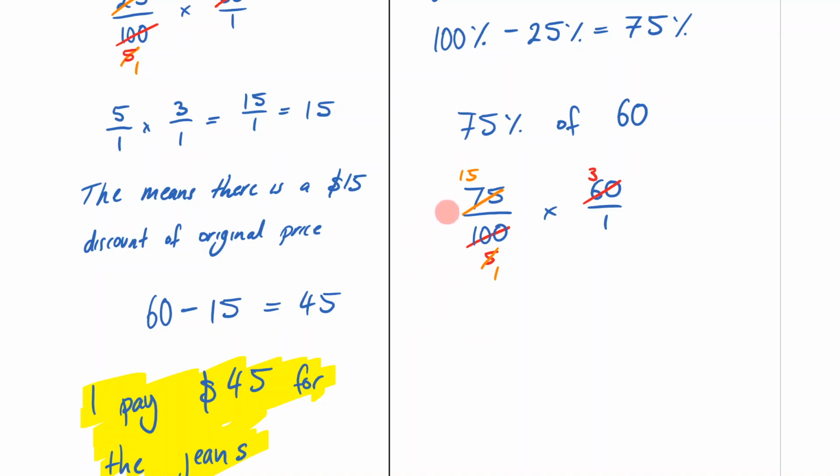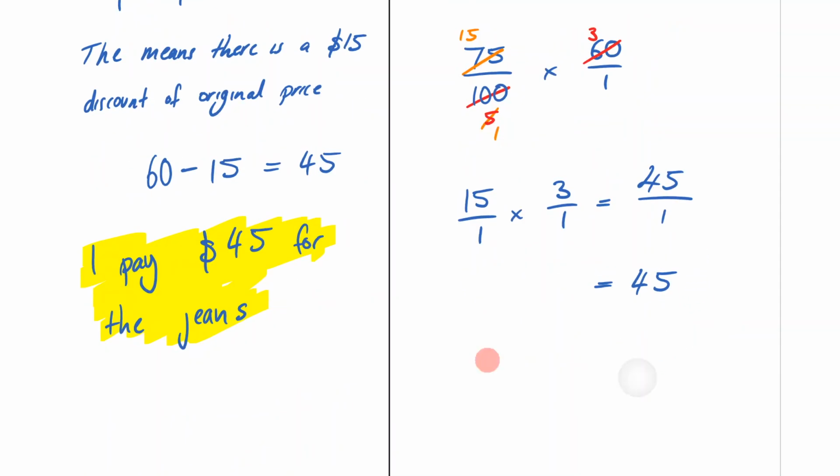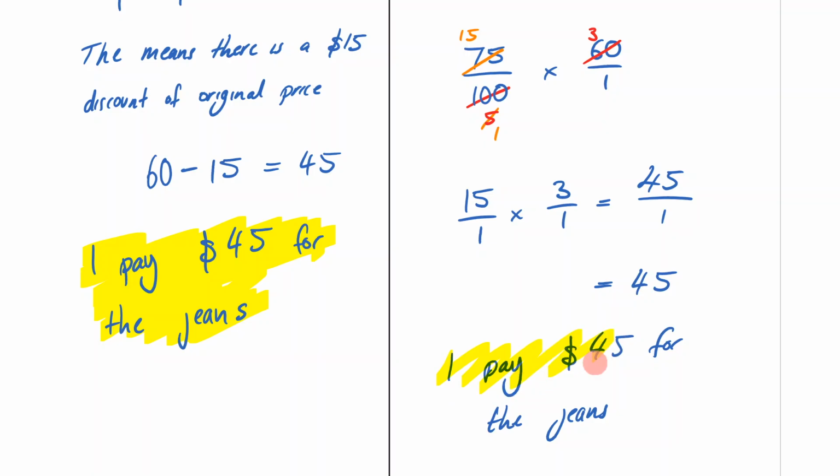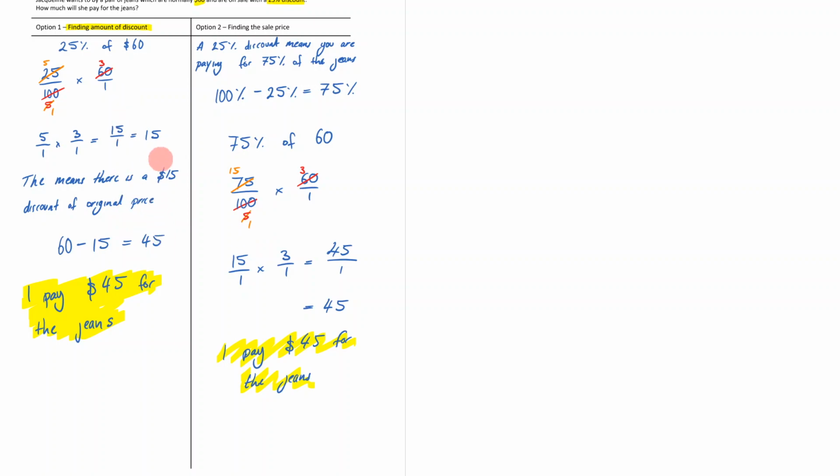So after all of that, what I'm going to end up with is 15 on 1 times 3 on 1. What is 15 times 3? 15 times 3 is 45. What is 1 times 1? It is 1. So that means my final answer is $45. And I pay $45 for the jeans. So that is how you approach this question. As you can see, you can pick which way you like better. Do you like this way better or do you like this way better?